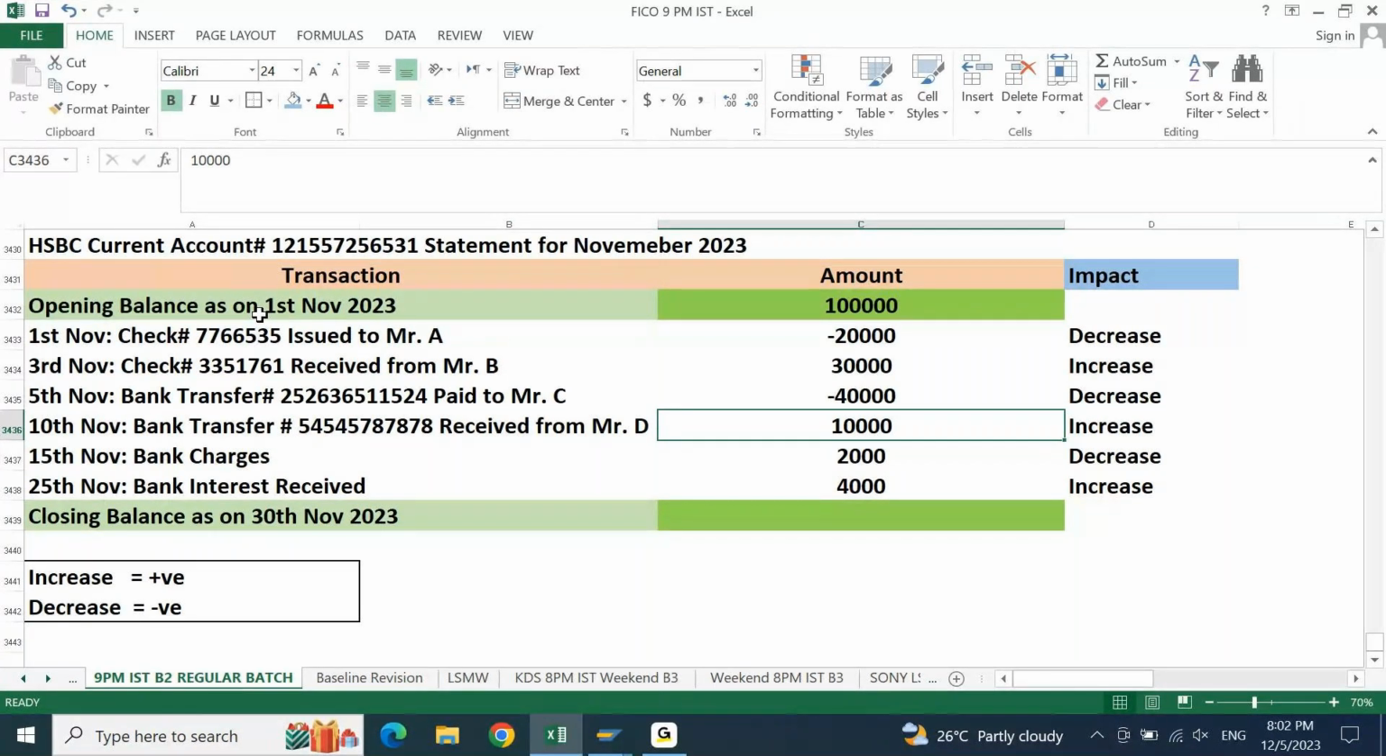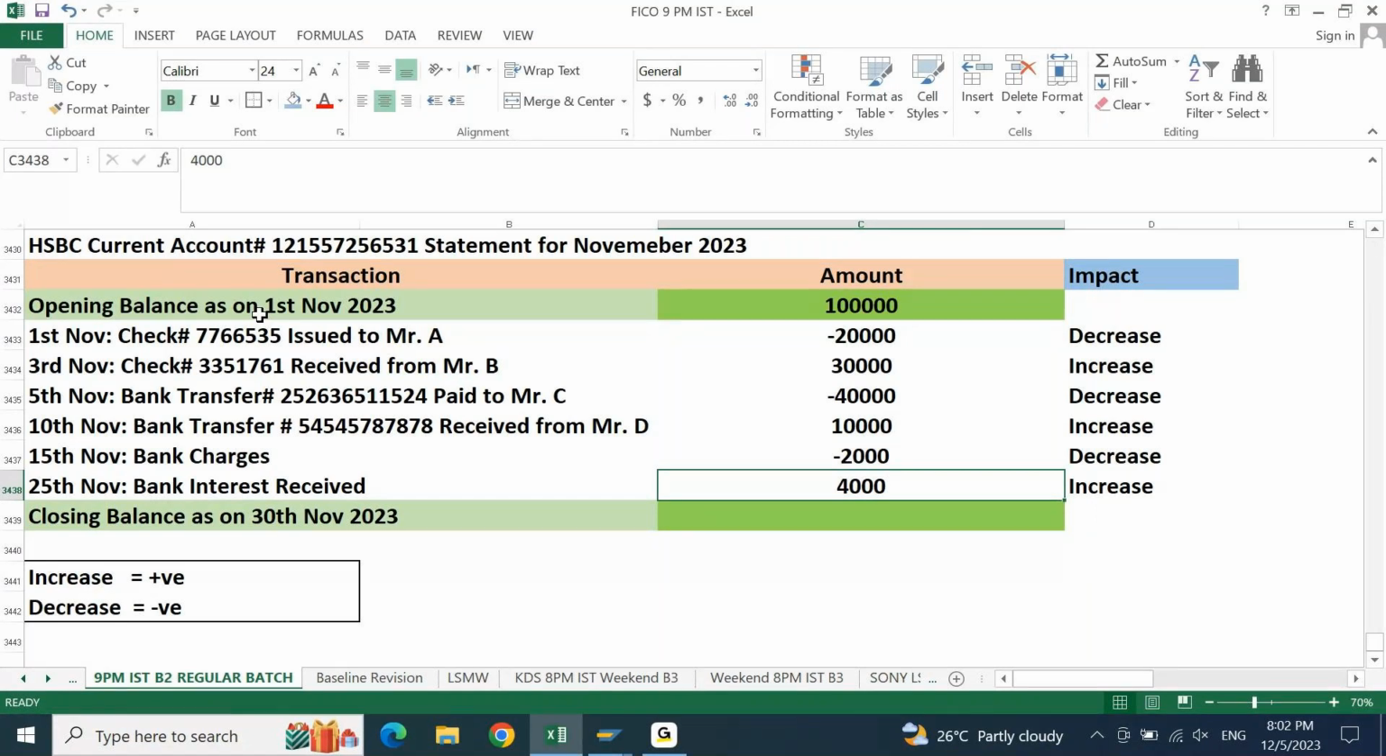After that, you're talking about bank charges. Bank charges is an expense. Any expense will decrease the bank account balance. A decrease in bank account balance is a negative number. Similarly, the last one you are writing about is bank interest received. Any interest that you are receiving from the bank is an income. Income is going to increase the bank account balance. If it is increasing, it will be a positive number.